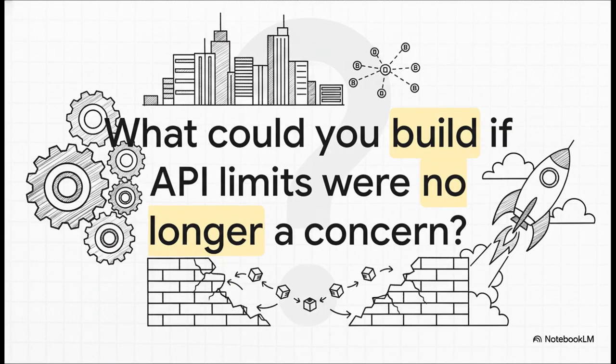So, that all brings us to one final question. I want you to really think about this. If you had a tool that could manage rate limits this intelligently, what would that unlock for you? What kind of ambitious, data-heavy features could you build if that API wall was no longer something you had to worry about, but was just another problem solved?